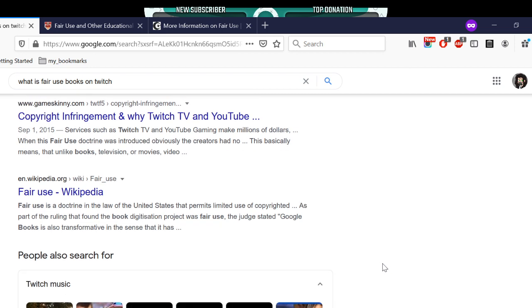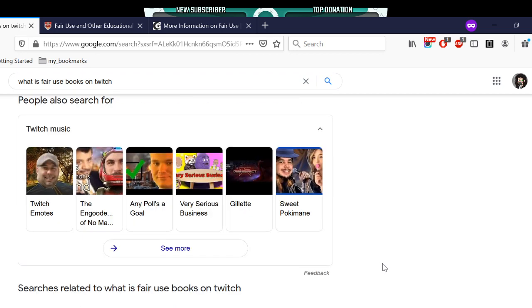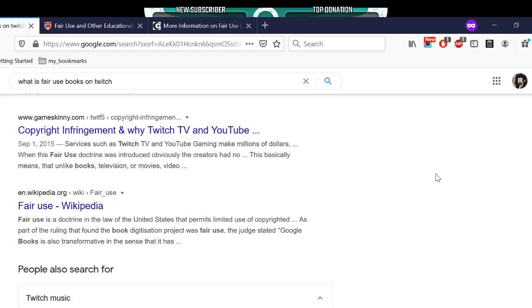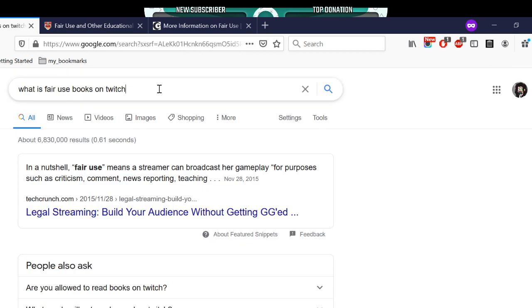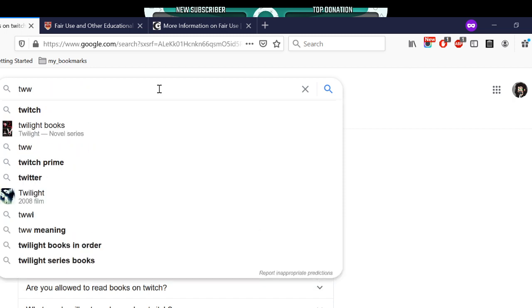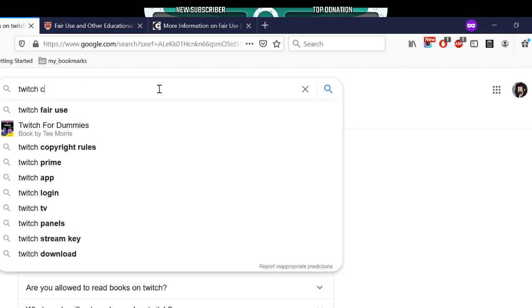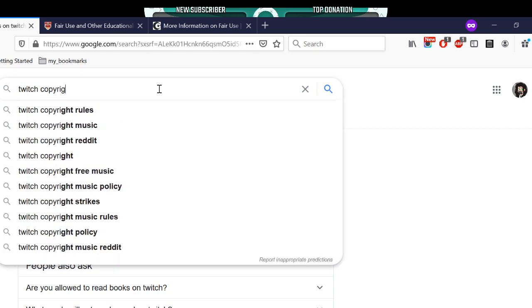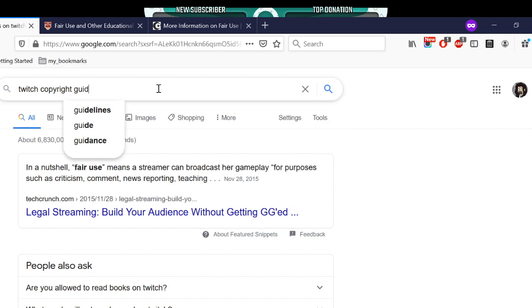So I think... What is this? Twitch emotes? Oh, okay, it's recommending me Twitch music for some reason. Maybe I can look for... Oh my gosh. Twitch copyright guidelines.